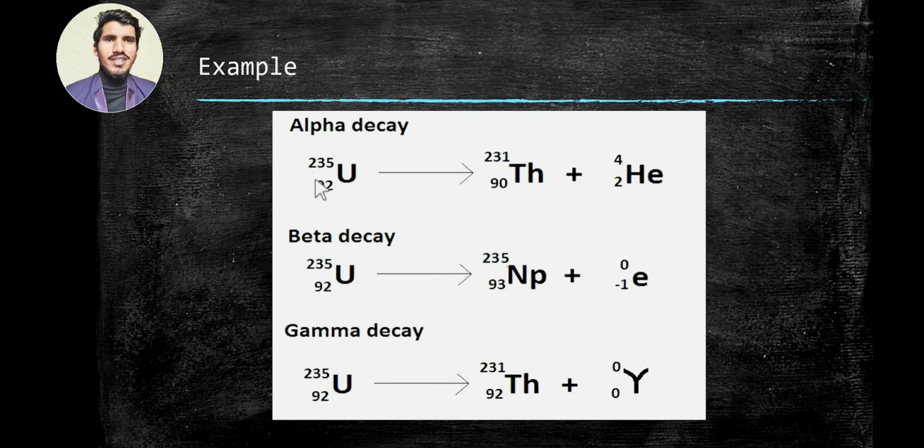So as you can see here that 235 becomes 231. Okay, the atomic mass is reduced by 4 and atomic number is reduced by 2. So 92 becomes 90 and uranium changes to thorium, and the result is I have a helium nucleus. Okay, and this here is an alpha particle. Okay, helium nucleus is known as the alpha particle.